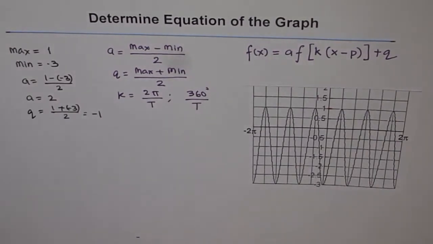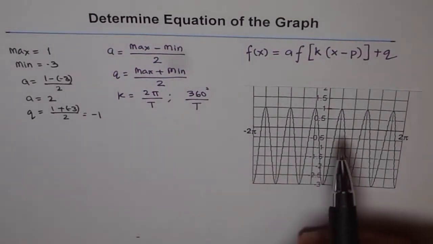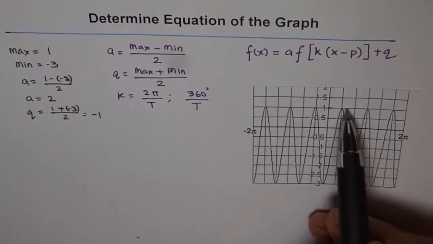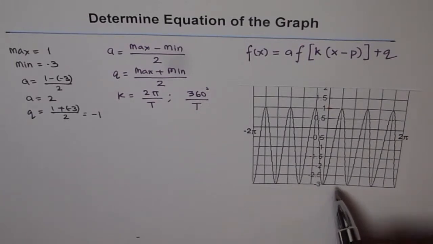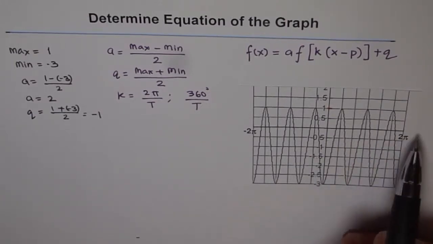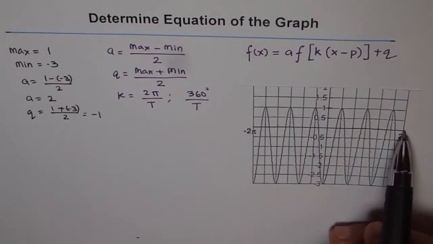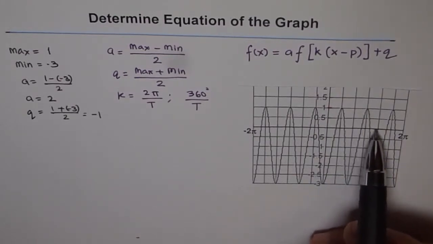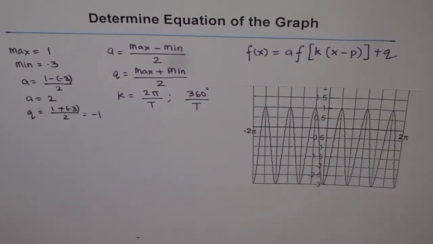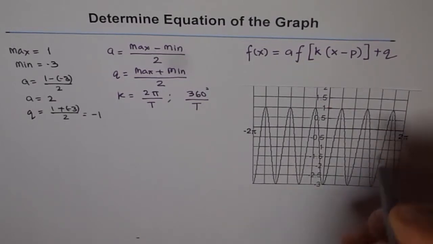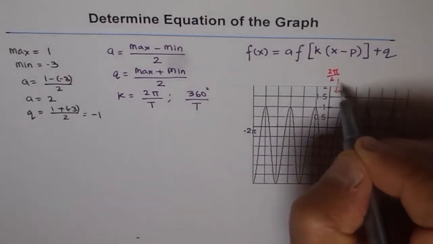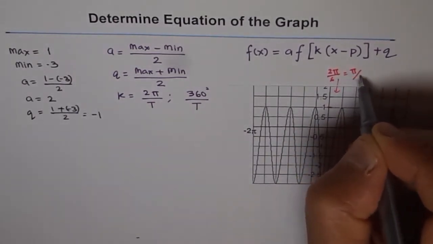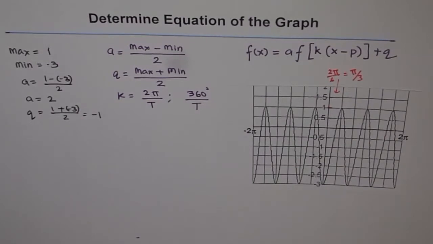Correct. Now how about K? To find K, let us see how many divisions there are between the two maximums or two minimums. Okay, that is a good point to check. So before that, let's see the scale. Now this 2 pi is divided into 1, 2, 3, 4, 5, 6 portions, right? So each division is 2 pi by 6, which is pi by 3.